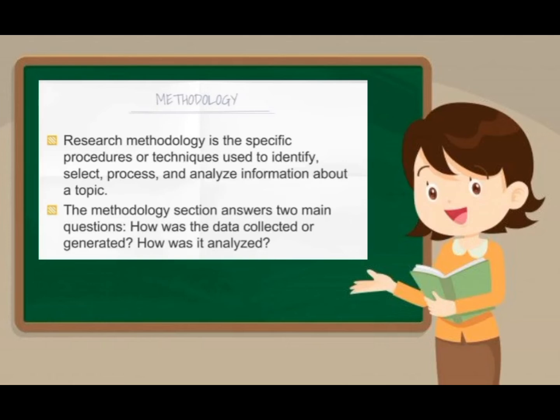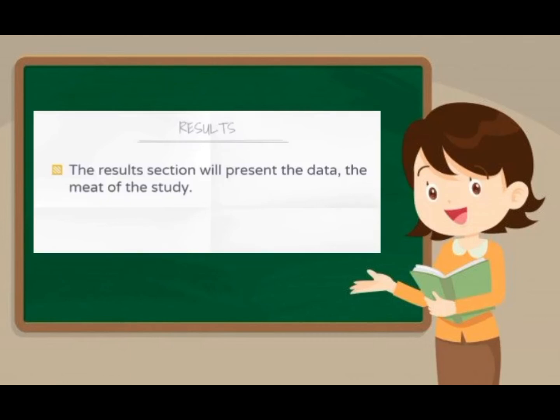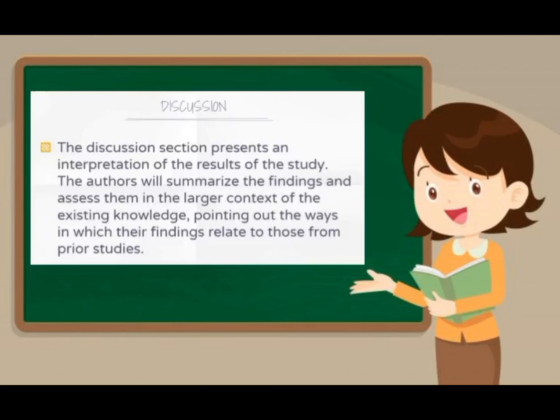Next is the fourth part of the research article, which is the results of the study. The results section will present the data, the meat of the study. The fifth part of the research article is the discussion. The discussion section presents an interpretation of the results of the study. Moreover, the authors will summarize the findings and assess them in the larger context of the existing knowledge, pointing out the ways in which their findings relate to those from prior studies.